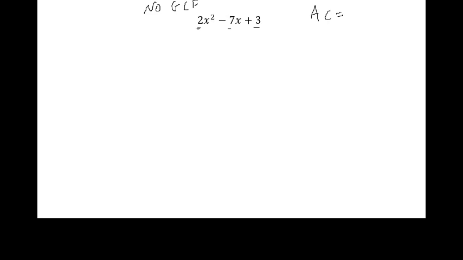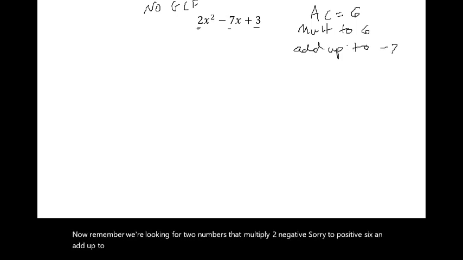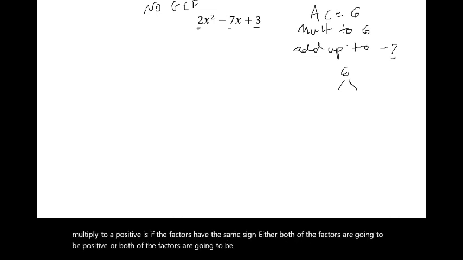All right, so if you multiply the first number 2 by the last number 3, you get 6. Now remember, we are looking for two numbers that multiply to positive 6 and add up to the middle number, which is -7. So remember, the only way that you can multiply to a positive is if the factors have the same sign. Either both of the factors are going to be positive or both of the factors are going to be negative. Now, in order to add up to a negative, the two factors need to both be negative.